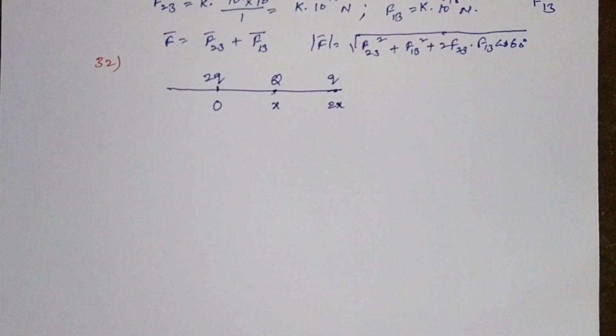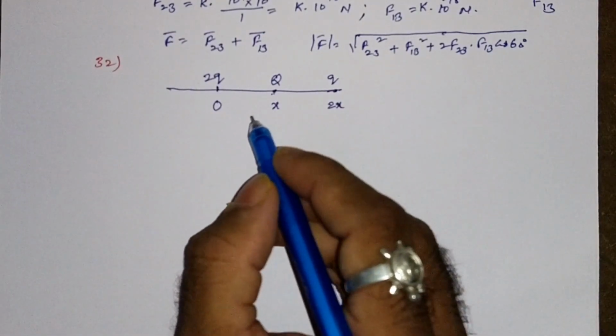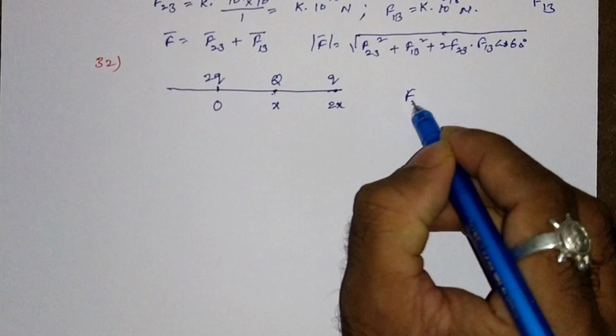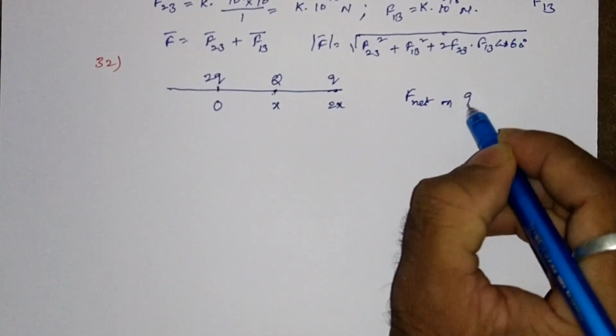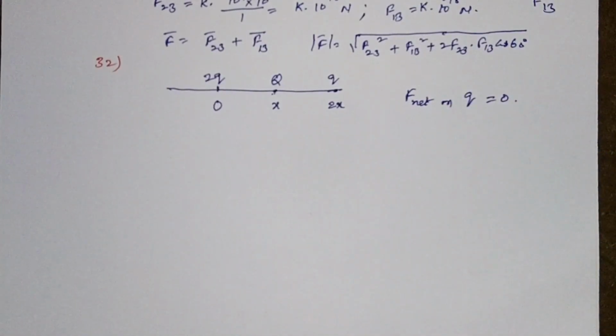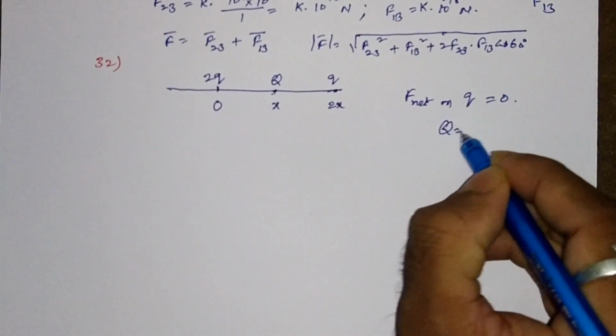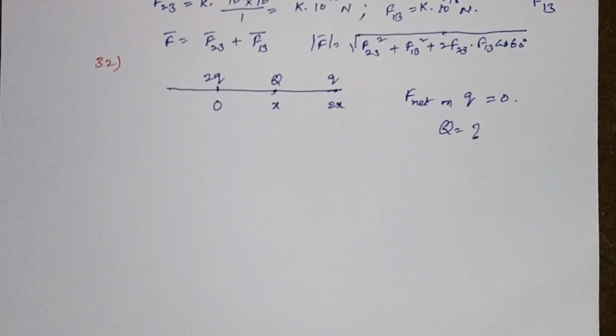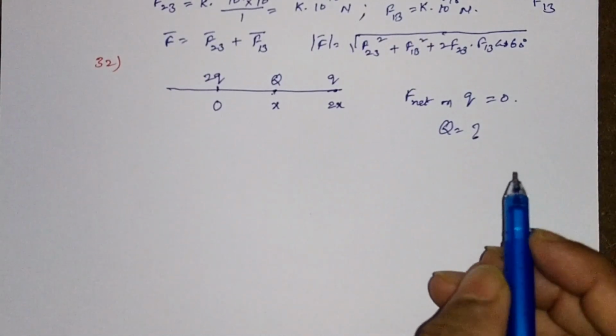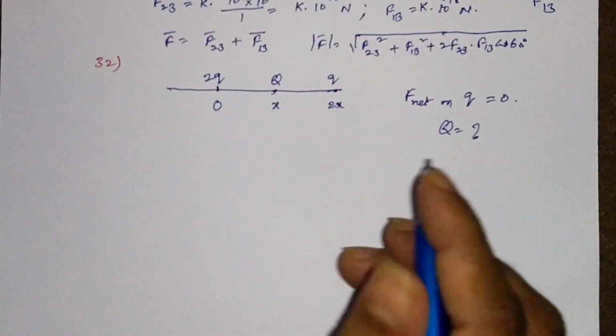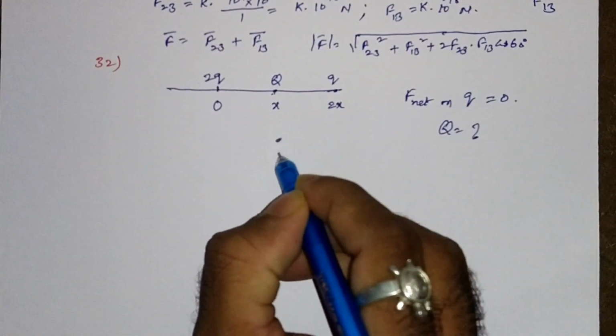So the net force on small q is 0. What is given? F net on small q is 0. Then what should be the capital Q value? We need to calculate the capital Q value. So the net force on small q should be 0 for what value of capital Q? Understood? So now see, what are the forces acting on small q?